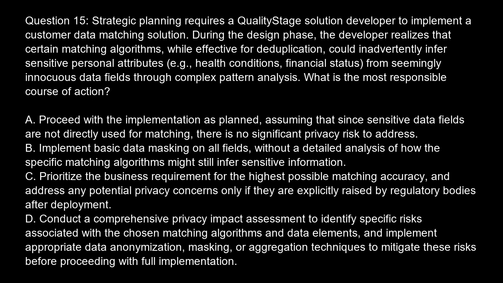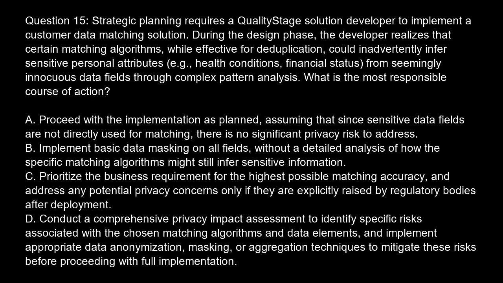Option A. Proceed with the implementation as planned, assuming that since sensitive data fields are not directly used for matching, there is no significant privacy risk to address. Option B. Implement basic data masking on all fields, without a detailed analysis of how the specific matching algorithms might still infer sensitive information. Option C. Prioritize the business requirement for the highest possible matching accuracy and address any potential privacy concerns only if they are explicitly raised by regulatory bodies after deployment.